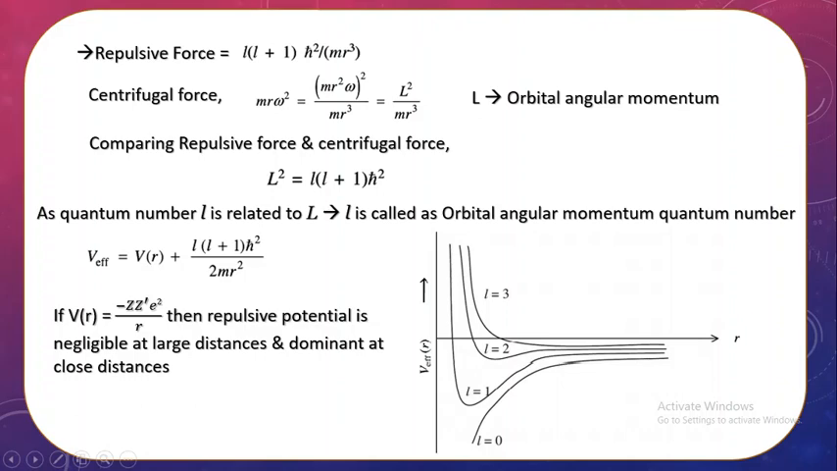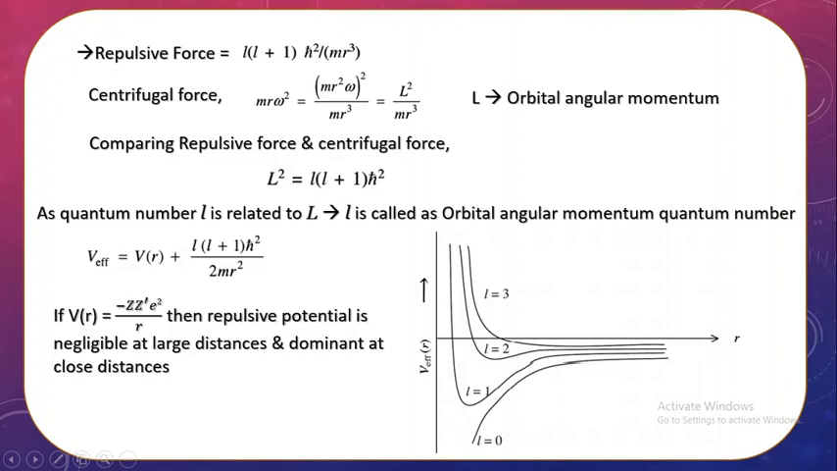So what happens here, whenever there is a Coulombic attraction, when you compare these two equations, at large distance means R is going to increase. So in the denominator you have R in the case of V of R, and in the repulsive potential you have R square. So as R goes on increasing, R square goes on increasing, and as it is in the denominator, the whole term is going to be very small. So that's why we say that at large distances the repulsive potential is negligible and the attractive potential dominates.